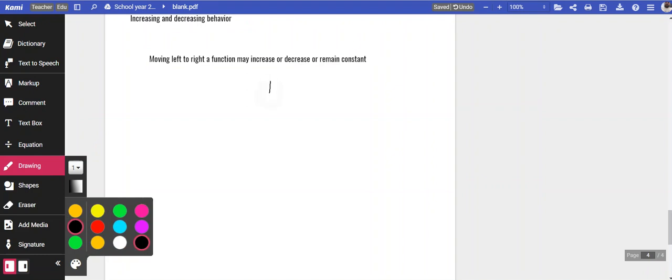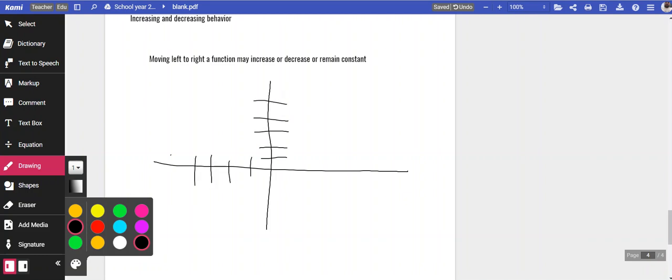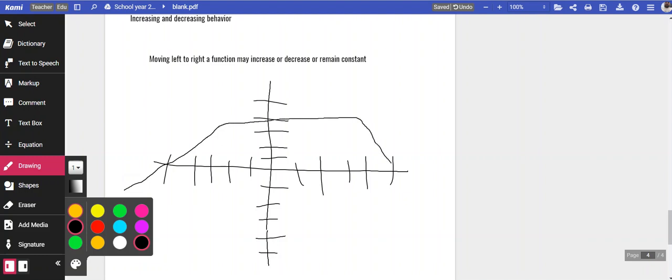I'm just going to draw something up here real quick, totally off the cuff. I'm going to go 1, 2, 3, 4, 5, and 1, 2, 3, 4, 5 on each axis. And now I'm going to draw a function, okay? And there's a couple parts here. I'm going to put a dot right here, and a dot right here.